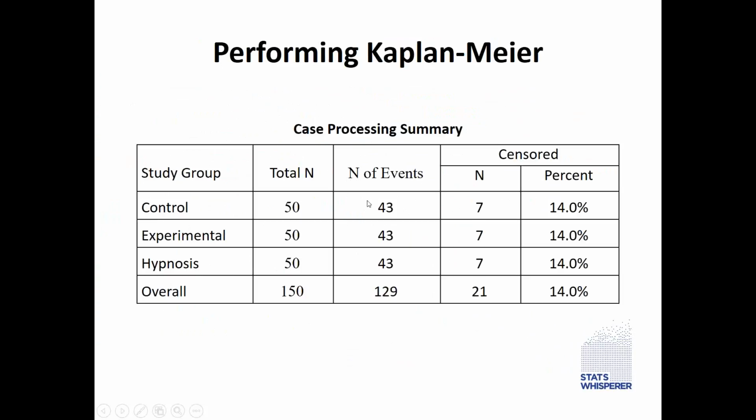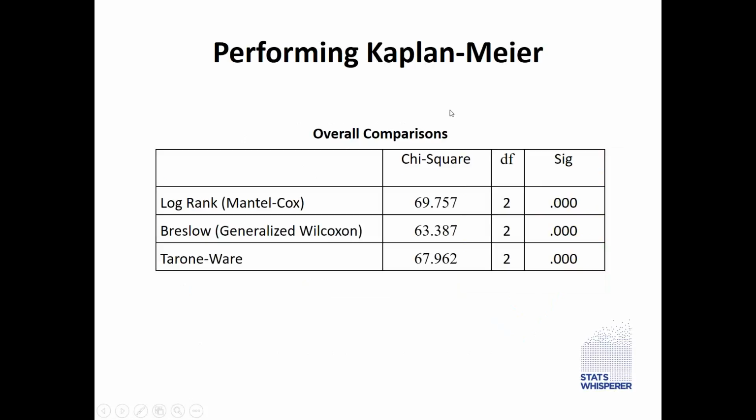So case processing summary, what does this indicate? So this is indicating there's a similar number and percentage of censored cases per group. Specifically, each of the 3 groups has 7 censored cases, right? And that's 14% of each group. So then we want to look at the overall comparisons to see if there's a statistically significant difference within the 3 curves, a curve for each group. And if we look at the log rank Mantel-Cox, we see that there is a significant difference between the curves.